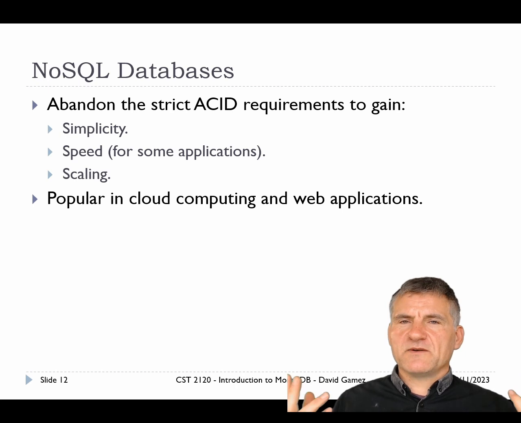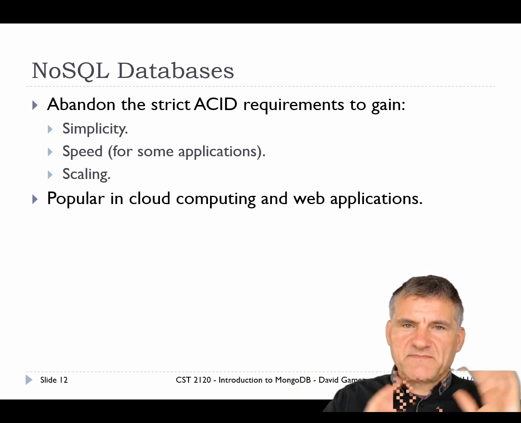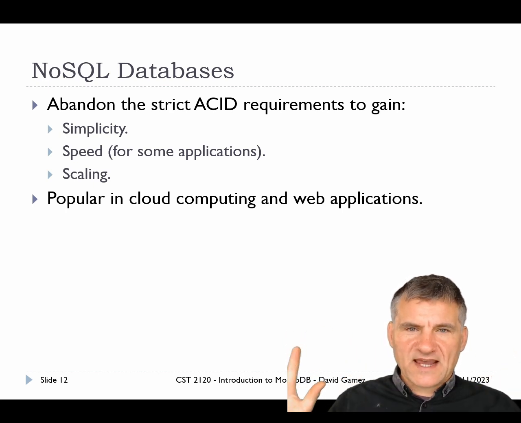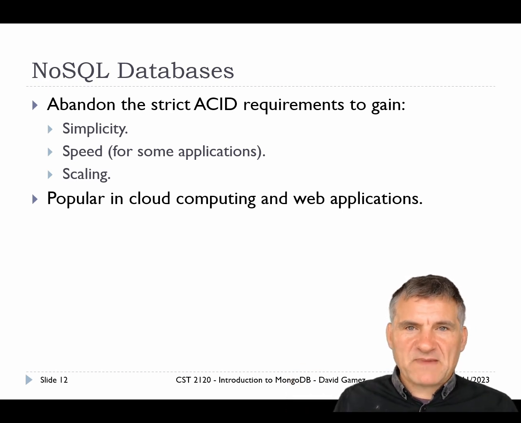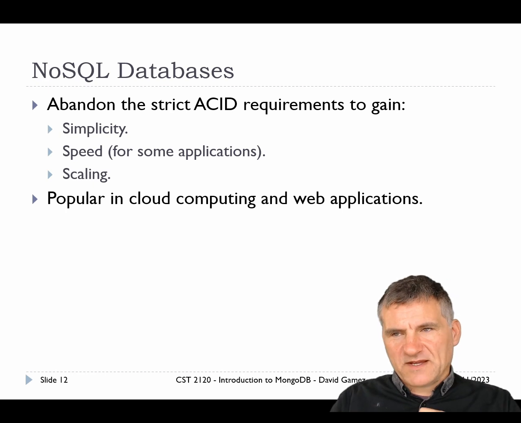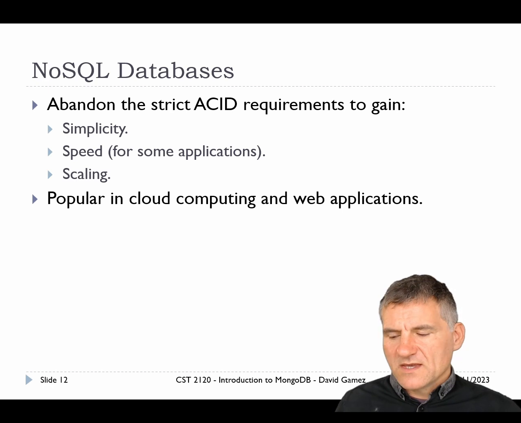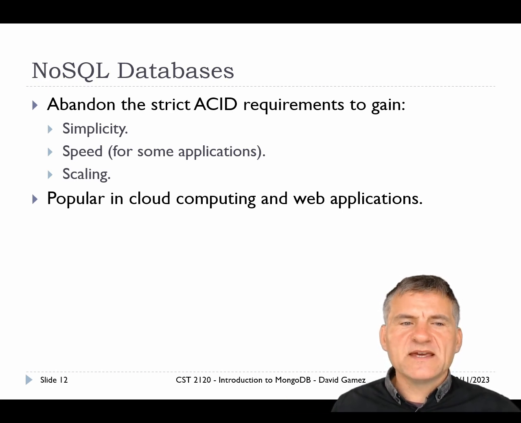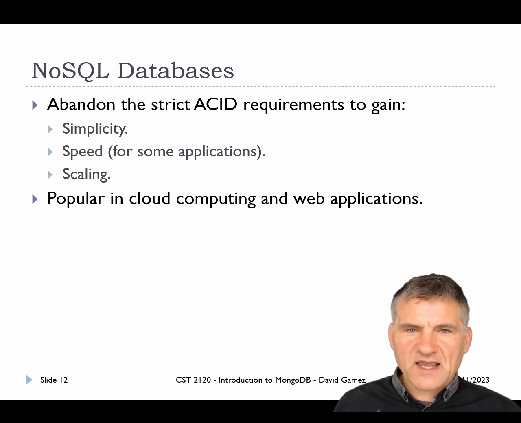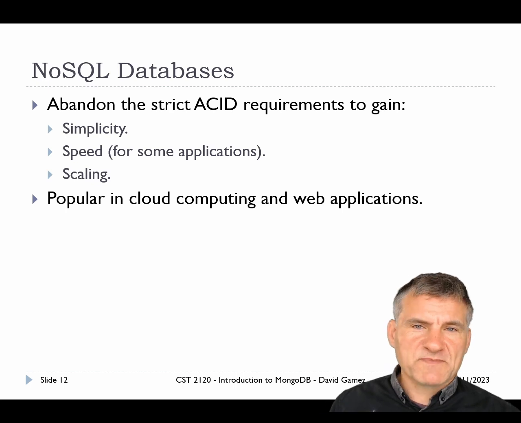People said, well, these ACID requirements are great, but we don't really need all of them. What we really care about is having a really scalable database that can handle millions of users at the same time. If we're running the database behind Facebook or something like that, we need a massive database, and a single database on a single machine is just not going to cut it. So to achieve this kind of high scalability and speed, people came up with different designs for databases that were simpler, faster, and much easier to scale.